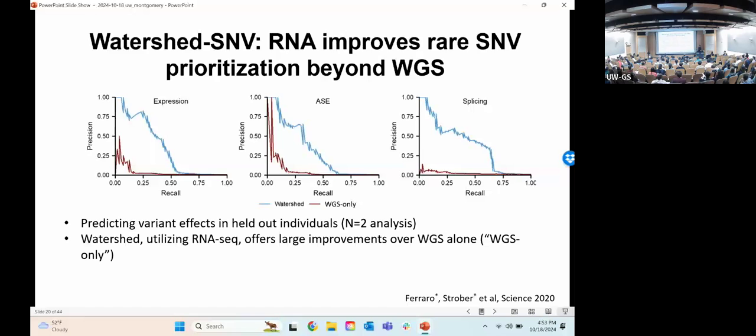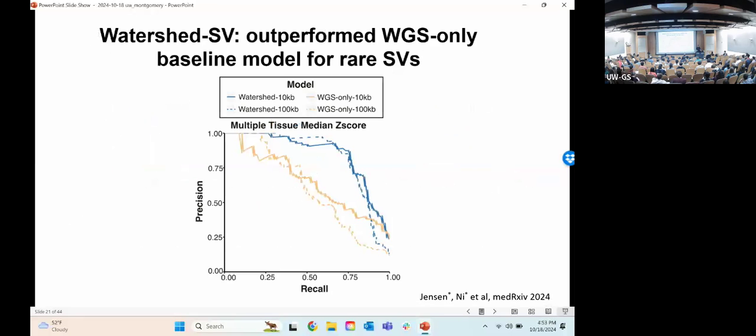So we've seen that this actually has large improvements over just the genomic annotation alone models. So this is just showing the precision recall curves for expression, allele-specific expression, and splicing rare variant prediction. So obviously, this is just showing how challenging this task is if you're just going in with genome annotation information alone. This actually isn't including models like SpliceAI or others, but it's very hard to predict these kinds of non-coding effects. We've also recently updated this for structural variants.